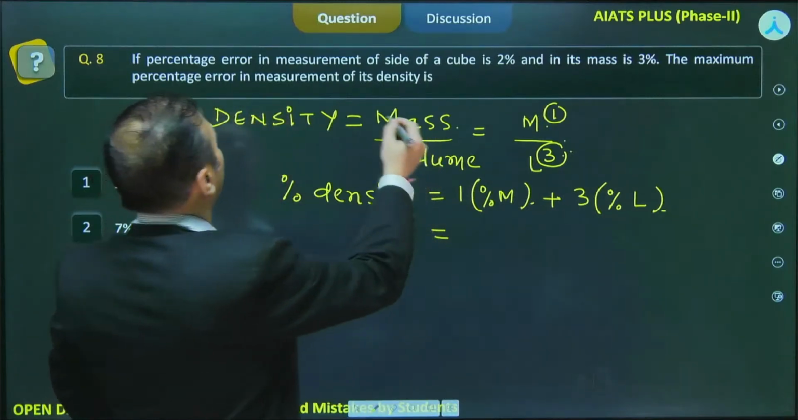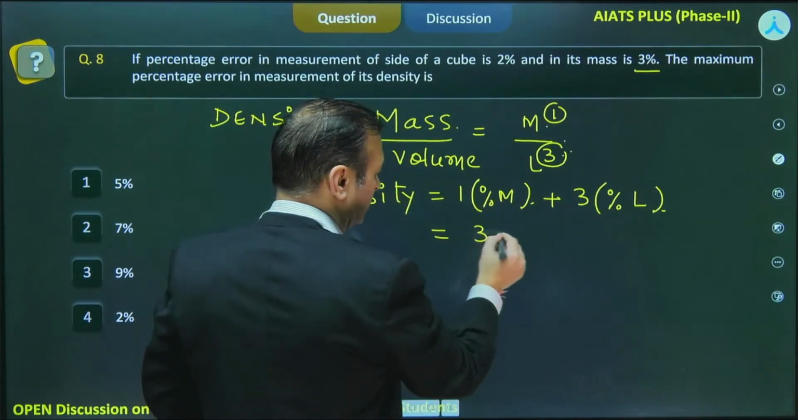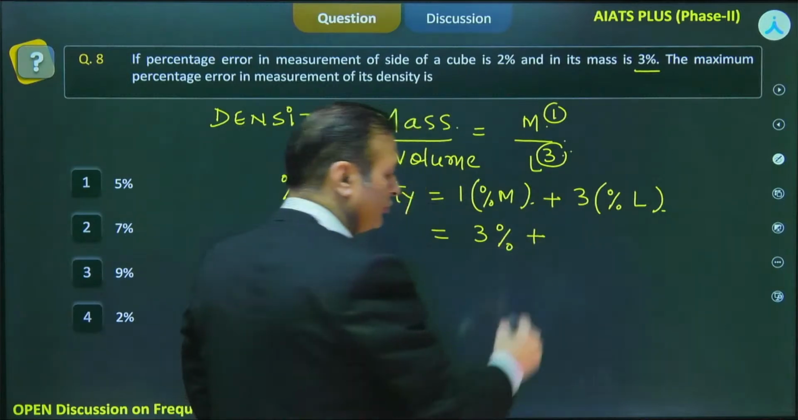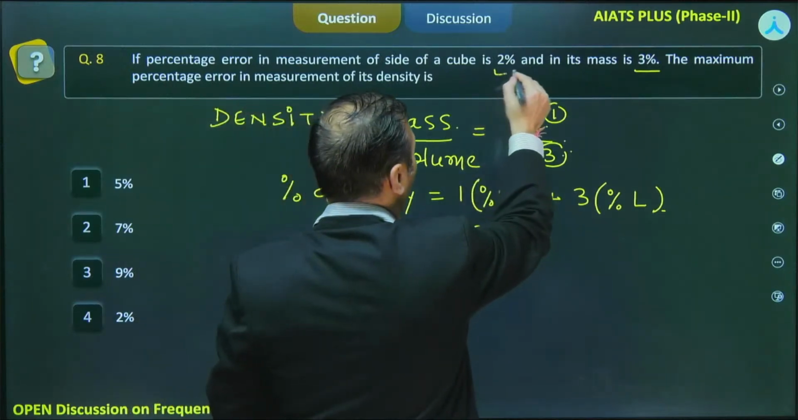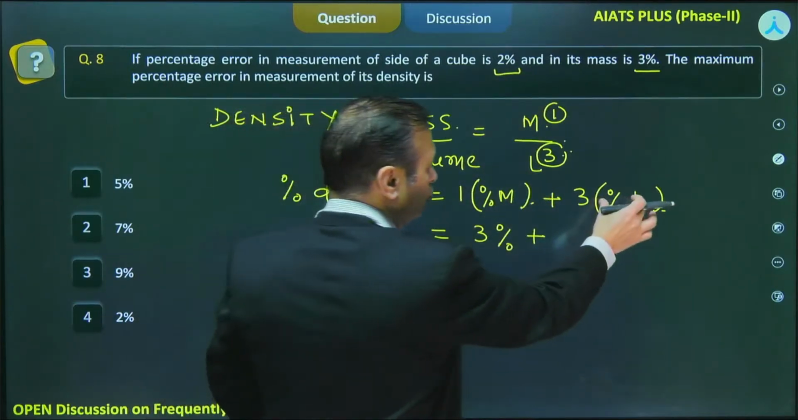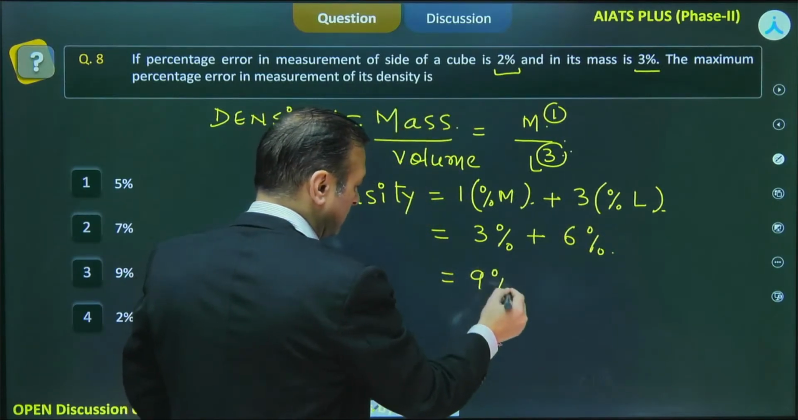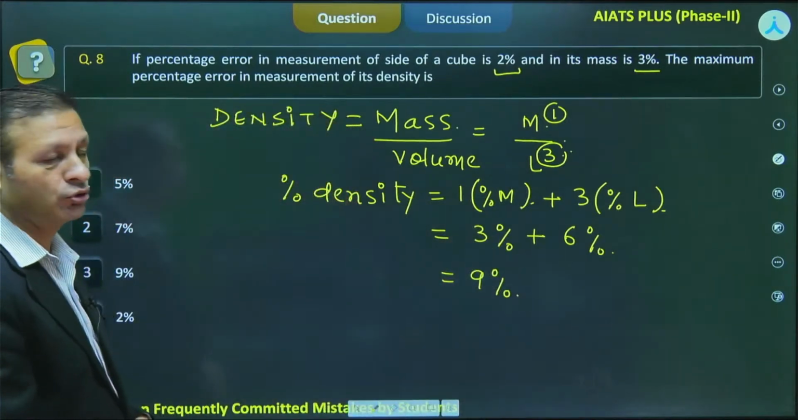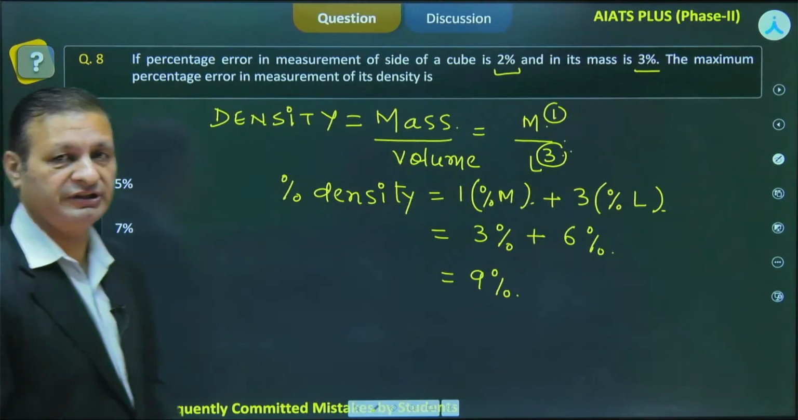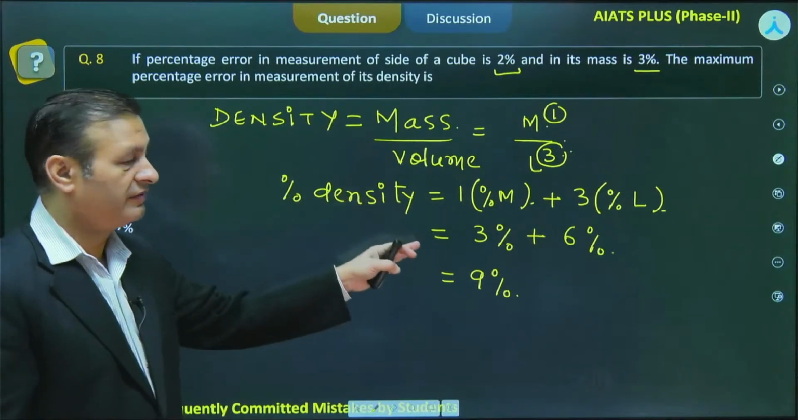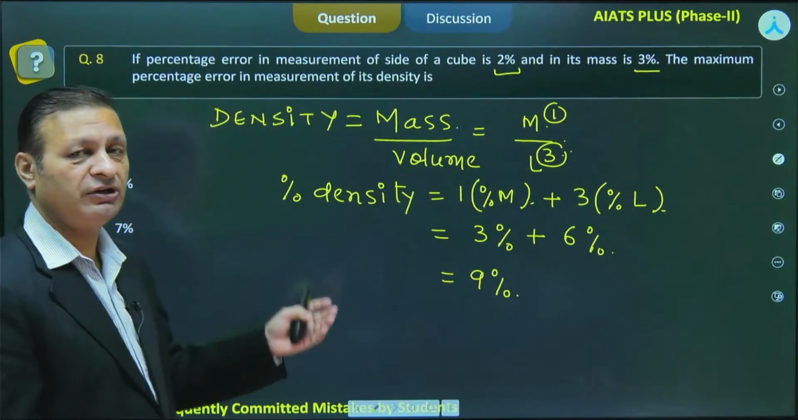So what is the percentage error in mass? That is 3%. So 1 into 3 makes it 3%, and that is contributed by the mass only. For the length, it has a contribution of 2%. So 2% into 3 will make it 6%, and the overall density percentage error will come out to be 9%. So let's check. So this is 9%. I hope we have understood this. Any doubt, any part which you would like me to repeat or ask?